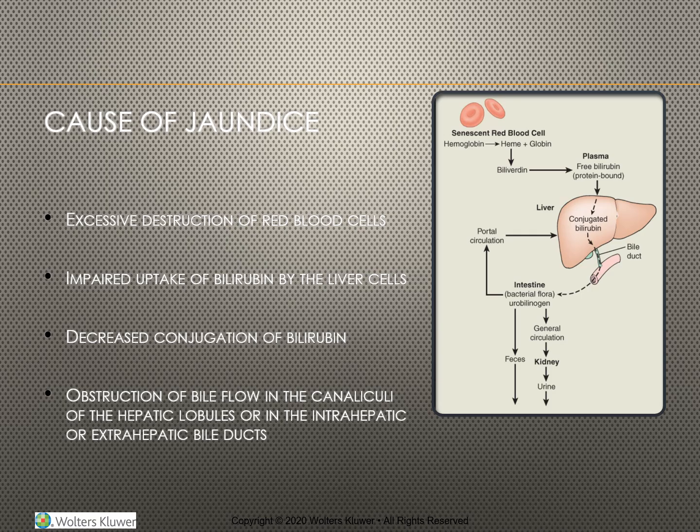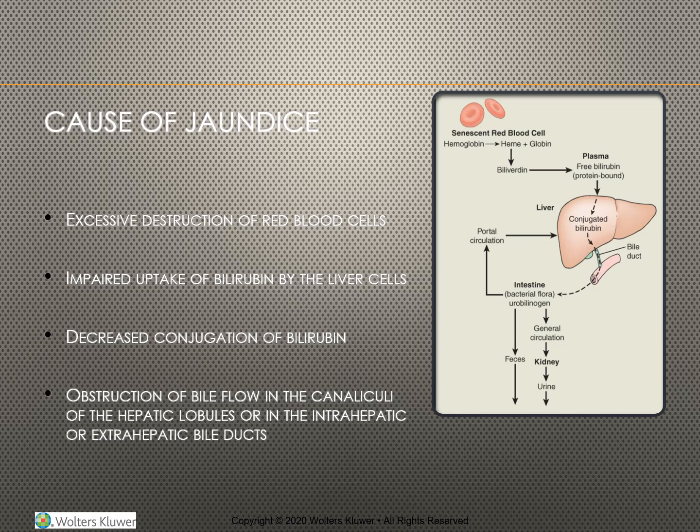Another is impaired uptake of bilirubin by the liver cells. If liver cells are unable to take that bilirubin up, it starts to back up and remain in the serum, causing jaundice. And another is something called decreased conjugation of bilirubin. There are two types of bilirubin in the system, conjugated and unconjugated. As red blood cells break down and turn to bilirubin, they float around in the plasma as free bilirubin and sometimes protein bound.